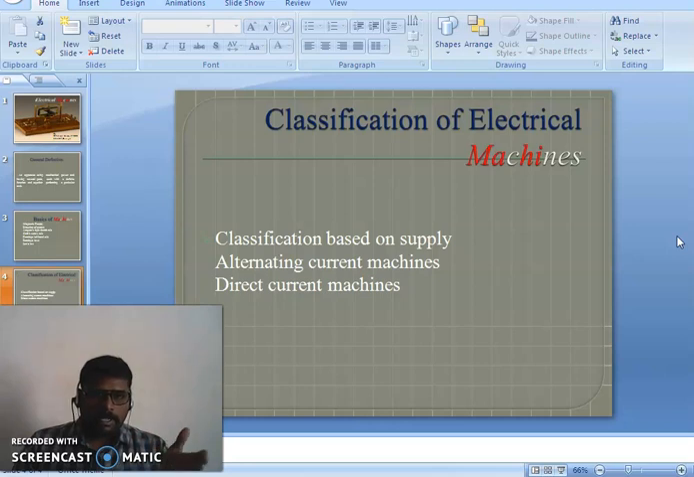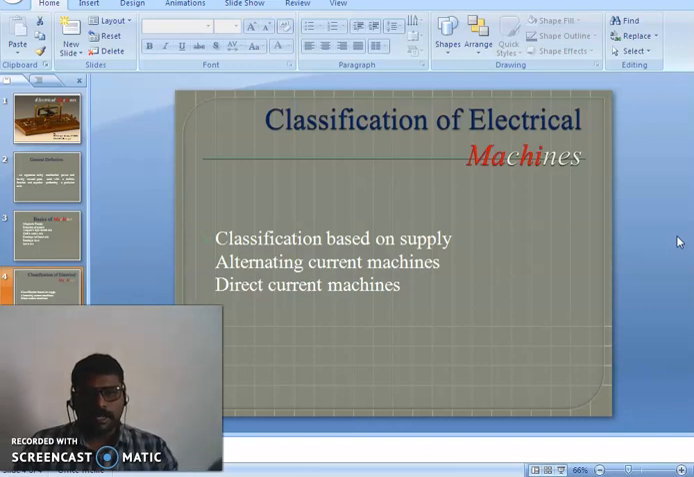Therefore, the machines are classified based on supply. What are the input or excitation given to the machines, we are classifying it. For example, electrical machine alone is getting classified into two categories. One is AC, another one is DC. Isn't it? Electrical supply is divided into two categories. One is AC, another one is DC.